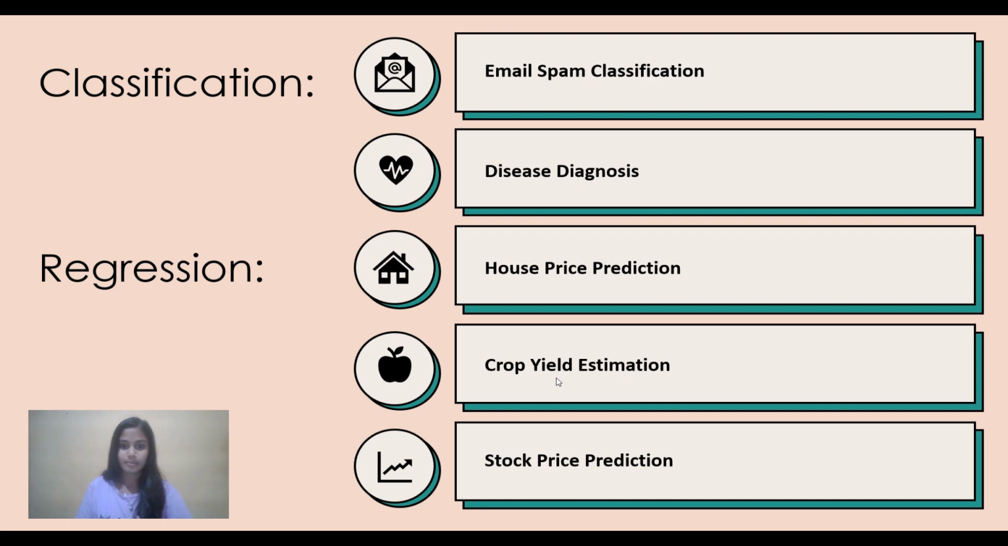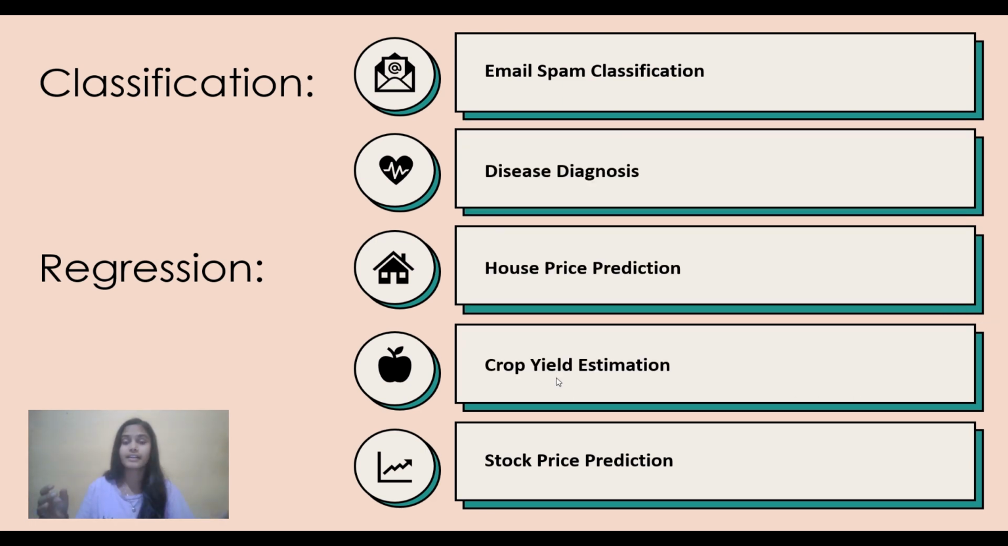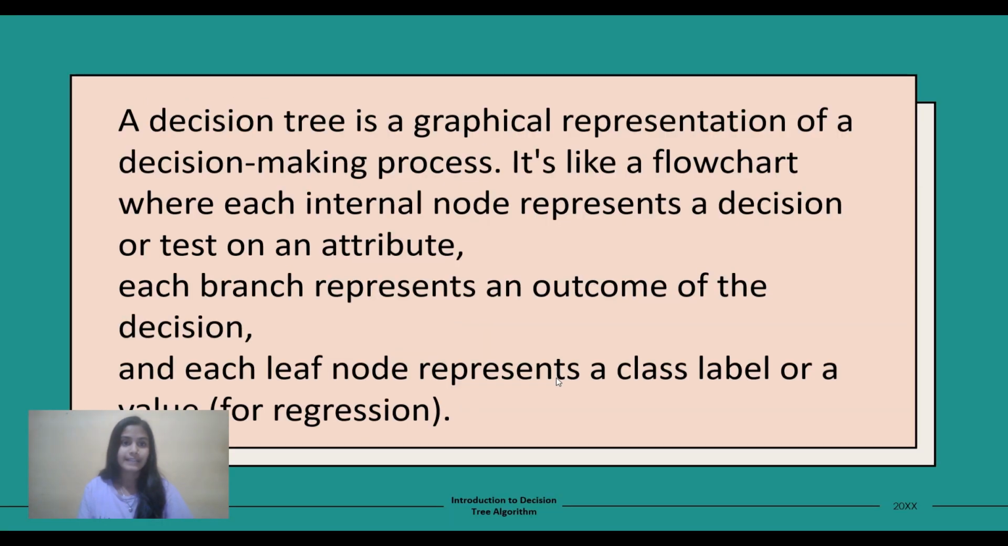And the next example is stock price prediction. Here also so many experts come, and they analyze the previous data, and according to that they see what will be the next price of this stock, right? So they are doing predictions according to previous values existing in history. So that is regression. Now let's move on to the next slide.